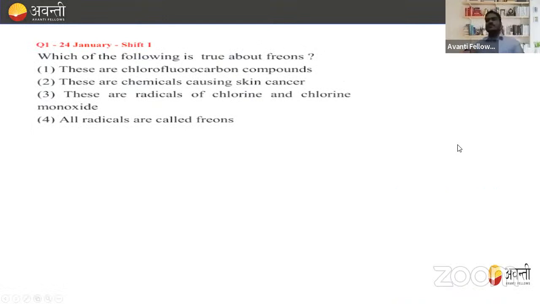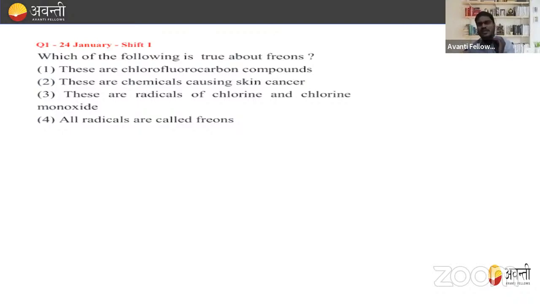The first question was asked in 2023, JEE Main, just 2-3 months back. The question states: which of the following is true about the freons? What are freons? As the name suggests, freons are chlorofluorocarbon compounds.